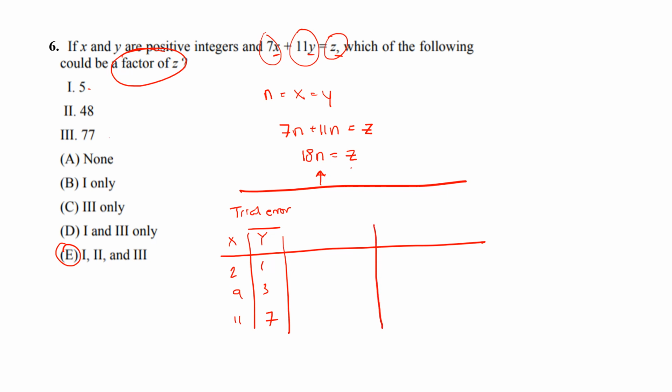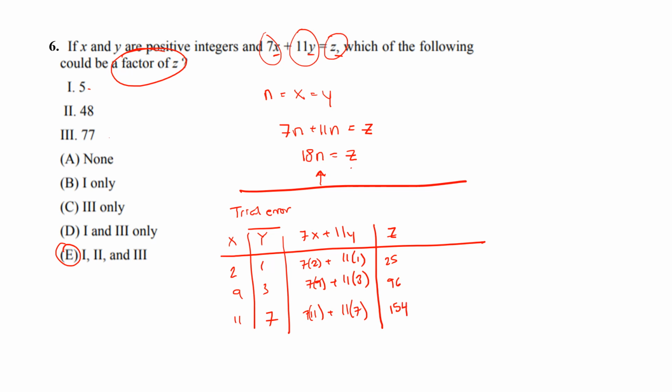These are good numbers to use for our work. And remember, we're trying to do 7x plus 11y. So just to show what that looks like, it's 7 times 2 plus 11 times 1, 7 times 9 plus 11 times 3, and 7 times 11 plus 11 times 7. What is z? Let's multiply them out and add those up. We have 25, 96, and 154.